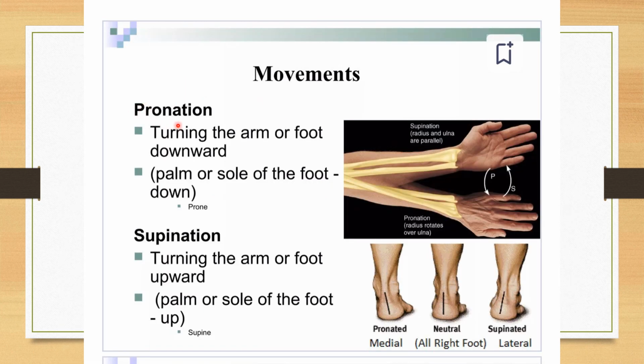So we'll look at some movements, and how you describe it anatomically. So this is pronation, turning the arm or foot downwards. When you turn the hand in such a way that this is the final position you have, you see that you are seeing the back of the hand. This is pronation, the act of turning the hand in such a way that the front part becomes the back part. So you turn the arm or the foot downwards. To assume this position, it's called pronation.